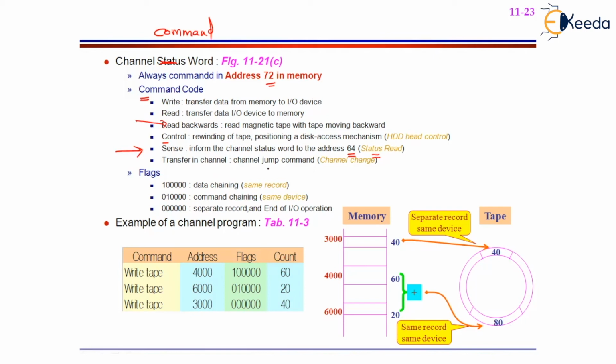Transfer in channel, the channel jump command. When the transfer has to be changed from one IO processor to another IO processor, this command will get executed.